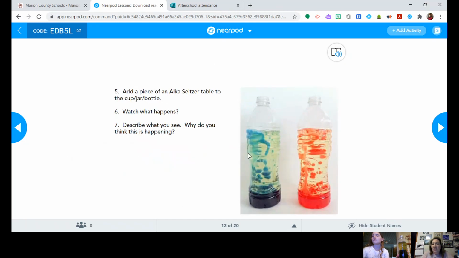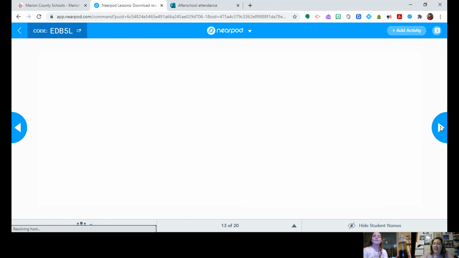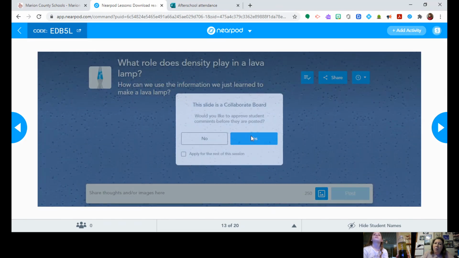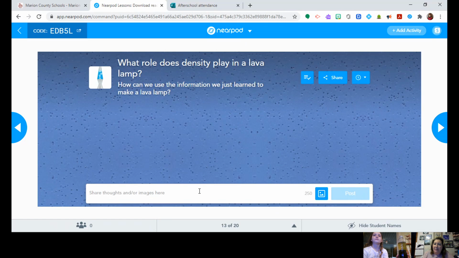Okay, so here you can see that I've done different ones. I have red, I have blue, you have a black one, I made a green one this time, and we can tell that it's density. Okay, so what role does density play in the lava lamp? So we know that, how does density play a role? What do we know about it for this lava lamp?